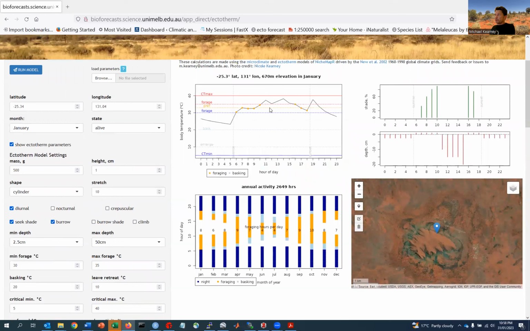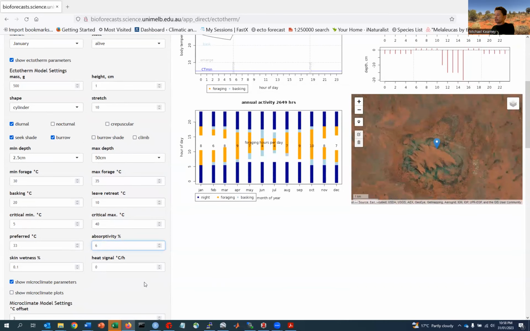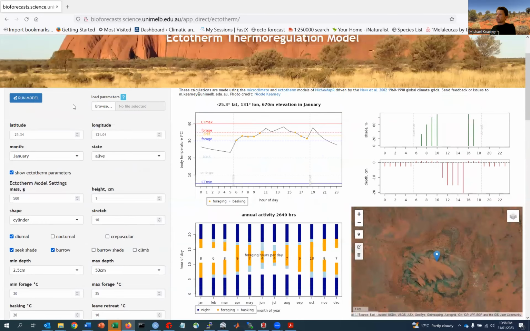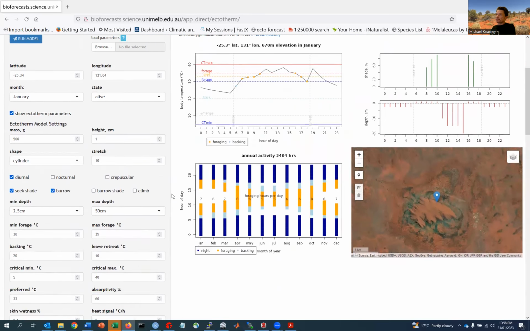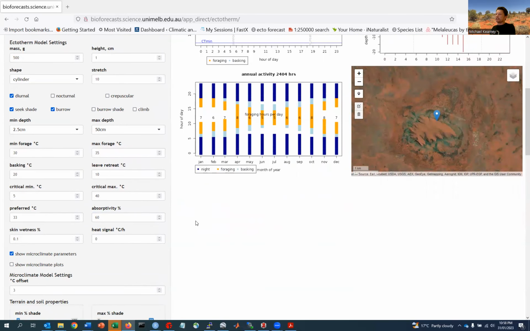In January, it would have 8 hours of foraging if it was a very dark animal. If we made it 60% absorptivity, so it's a light animal, well, it doesn't really help at all, actually. So there's an answer to that question, at least for this particular lizard and this particular site, not that much of a difference.